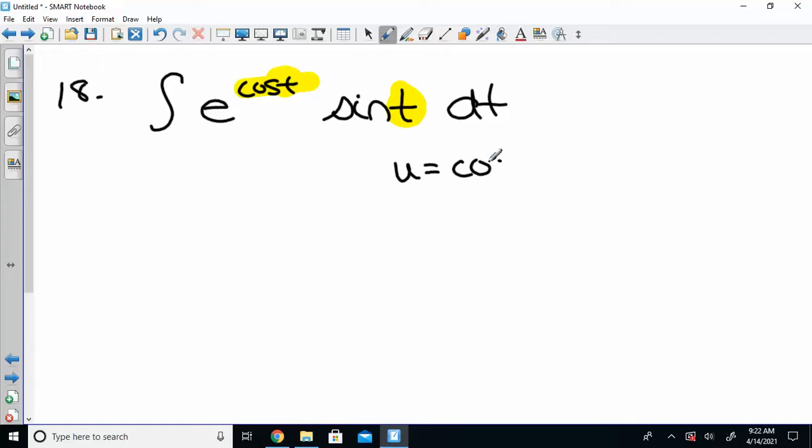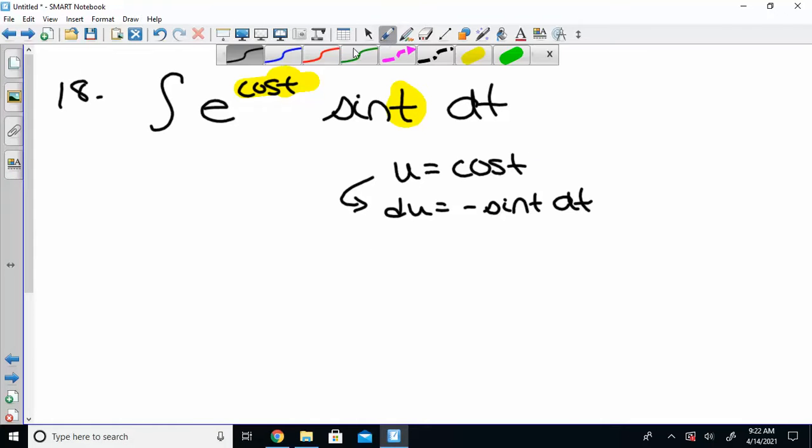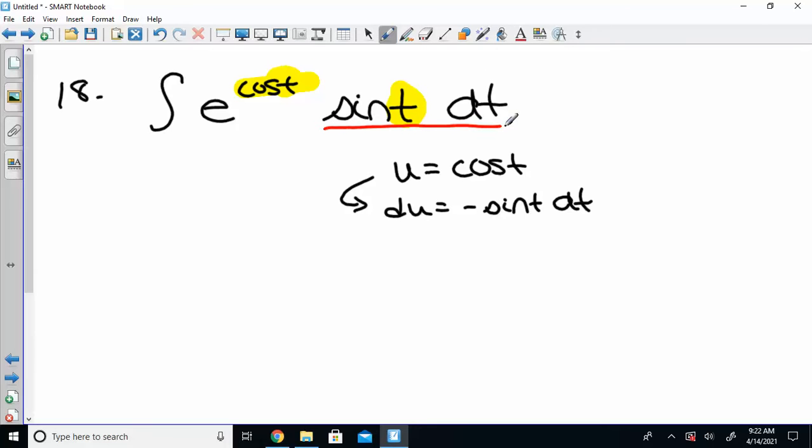So u is cosine t. du, derivative of cosine, is negative sine t dt. Again, I can't stress this enough. Your du is just the derivative of that. You're not looking at your problem and trying to guess what else you need. It's just your derivative. If I'm looking, I don't need the negative, I only need the sine t dt. So if I divide my negative over a negative du, we'll replace the sine t dt.